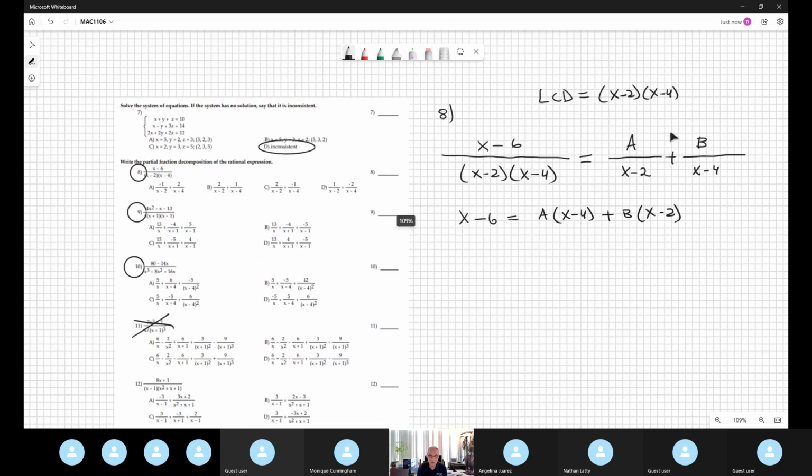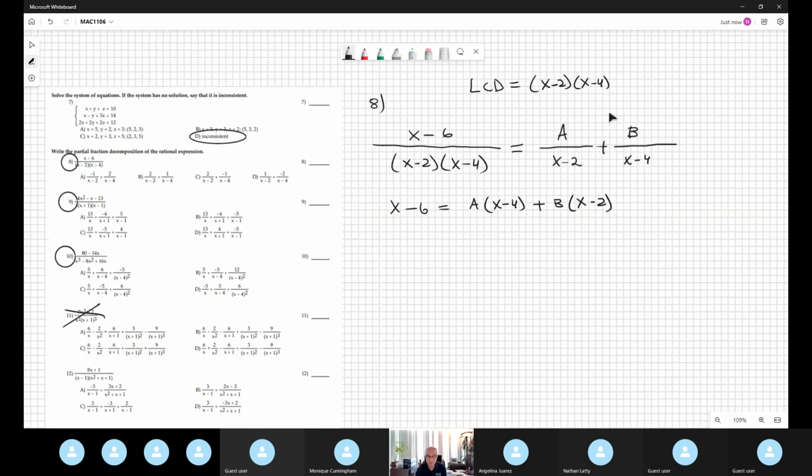In this case, we can always use a smart value. For example, I'm using x equal 4, because I know very well that when you plug in 4, you replace x with 4, at least that part is 0, because 4 minus 4 is 0. So 4 minus 6 is equal to nothing. A disappears, temporarily of course.